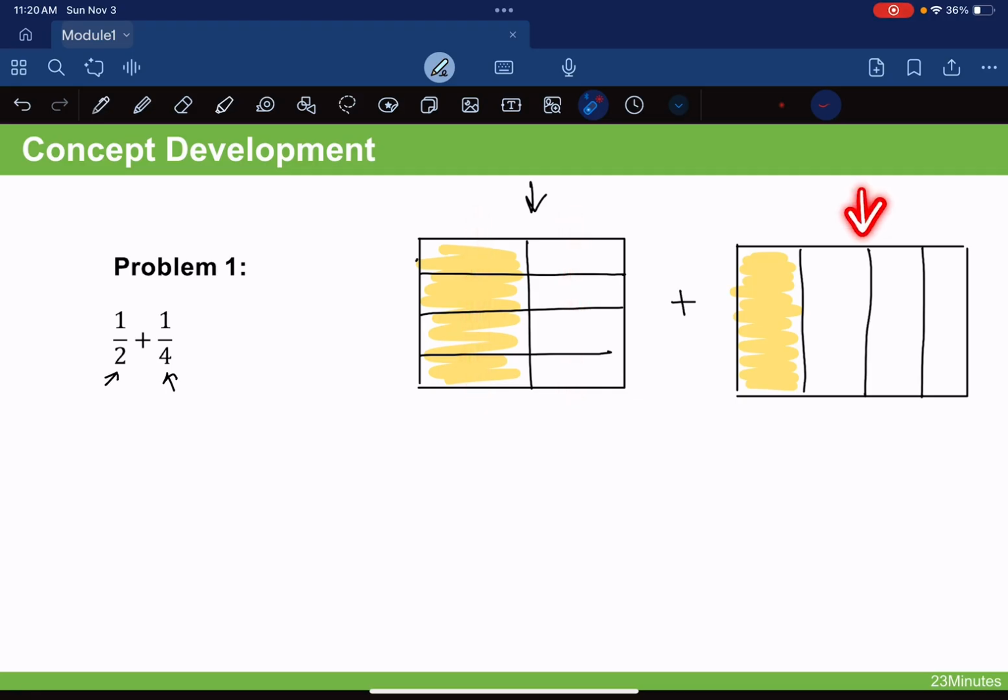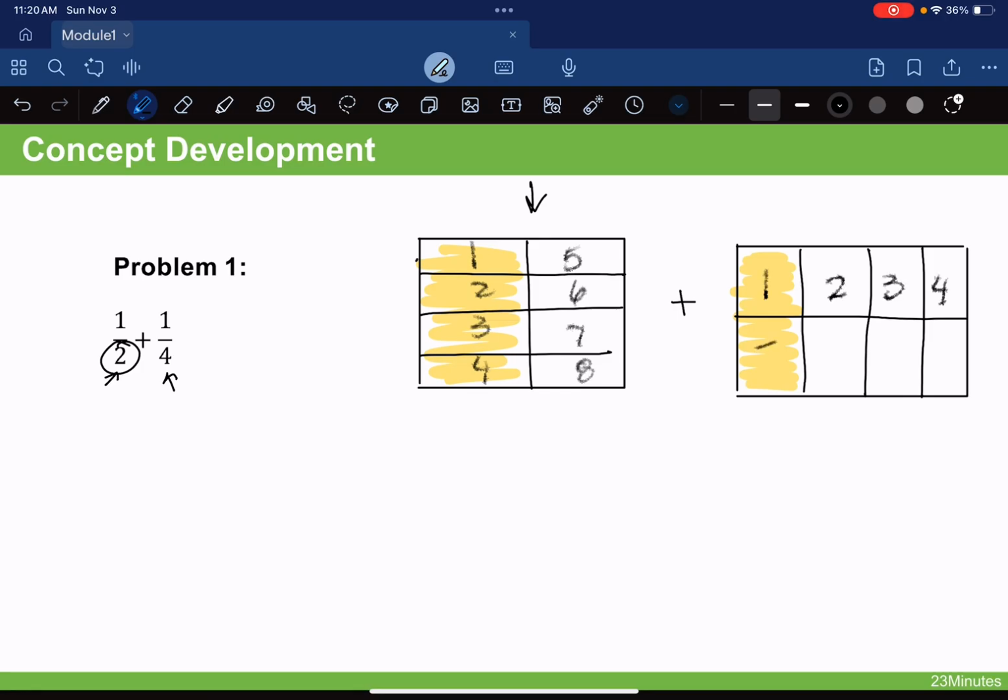Now I'm going to do the same thing to here. This is 1/4, so I want to use the other denominator, which is 2, and go the opposite direction, and I'm going to cut that into 2 parts. So now if I look here at my models, I have 1, 2, 3, 4, 5, 6, 7, 8 parts. 1, 2, 3, 4, 5, 6, 7, 8 parts. So I have a total of 8 parts for both of them, which is my denominator.